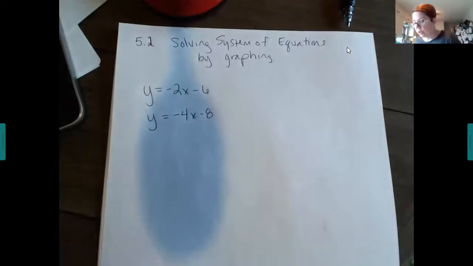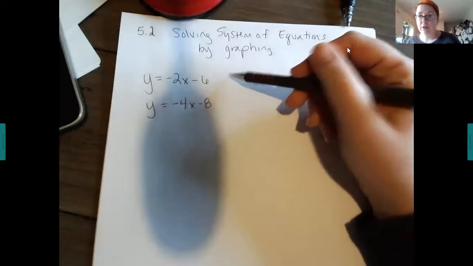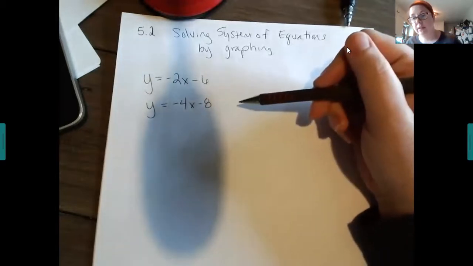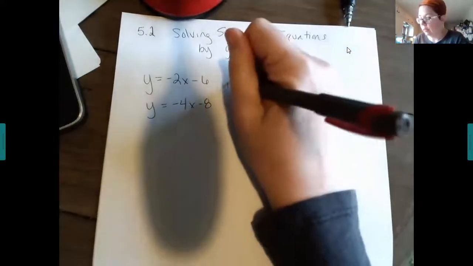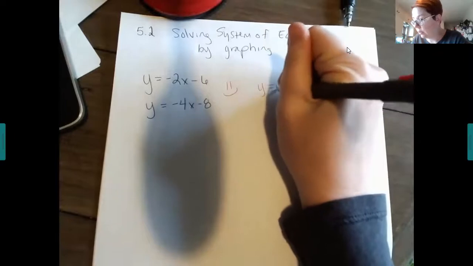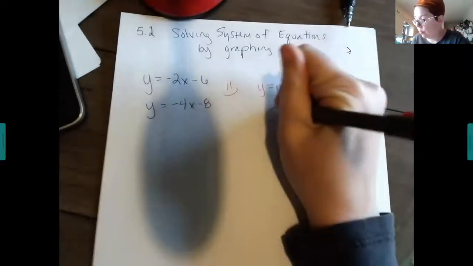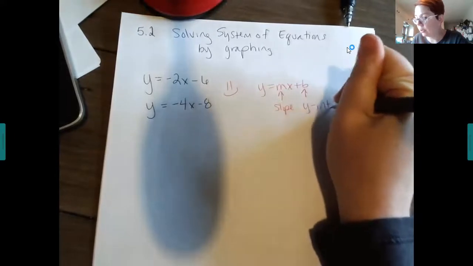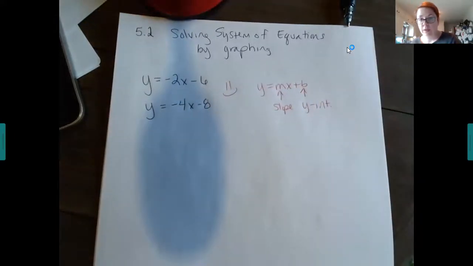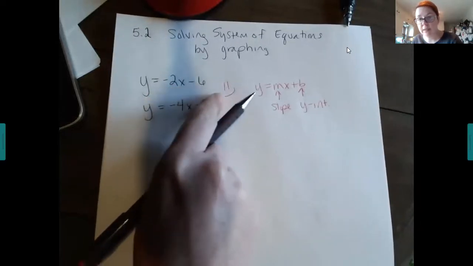For questions where you have to solve by graphing, you're going to graph a line, and then graph the other line, and see where they intersect, and that'll be your solution. If your questions are in this form, this is great, because this is slope-intercept form. The number by your x is your slope. This number right here is your y-intercept, so that tells you where to start. We're going to look at this line first: y equals -2x minus 6.